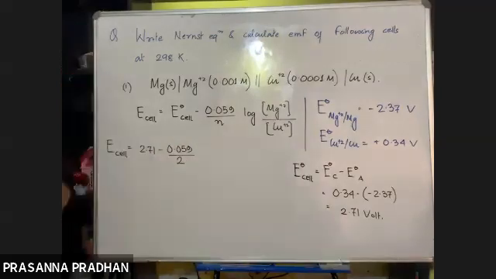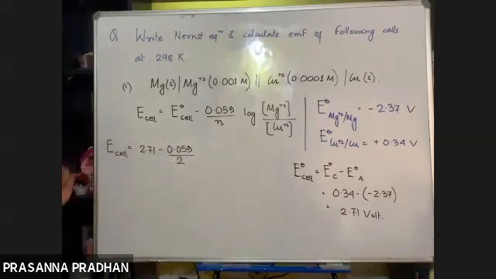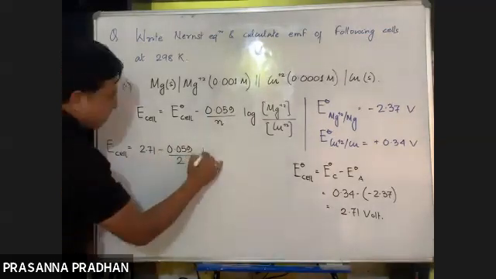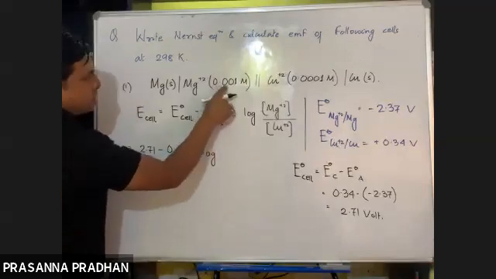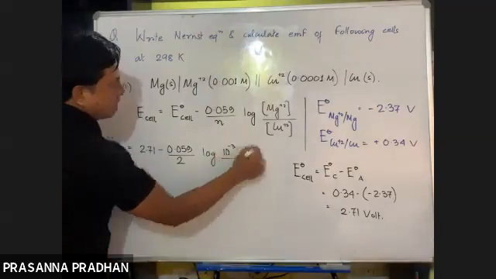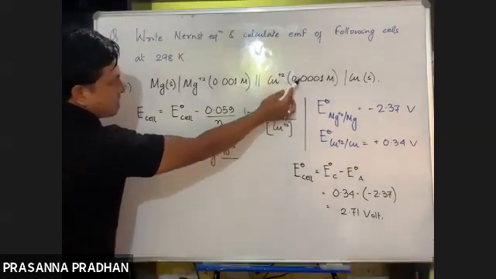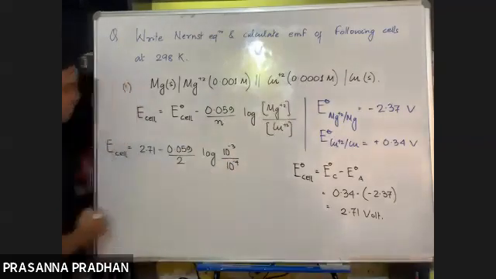2. So again, you can approximate this to be 0.06. Log, what is the concentration of magnesium dipositive? 0.001 means 10 to the power minus 3. What is the concentration of copper dipositive? 0.0001 means 10 to the power minus 4.